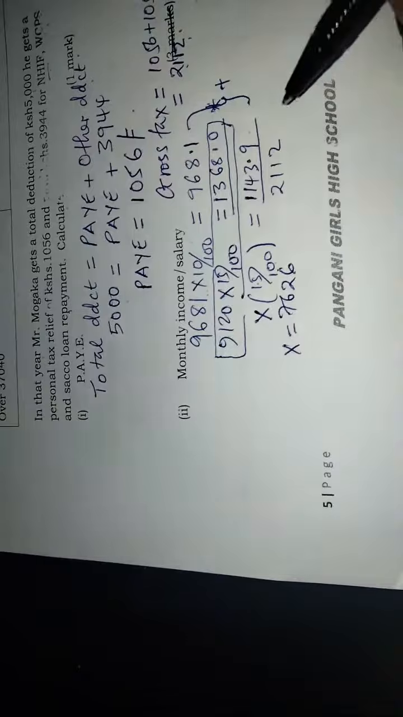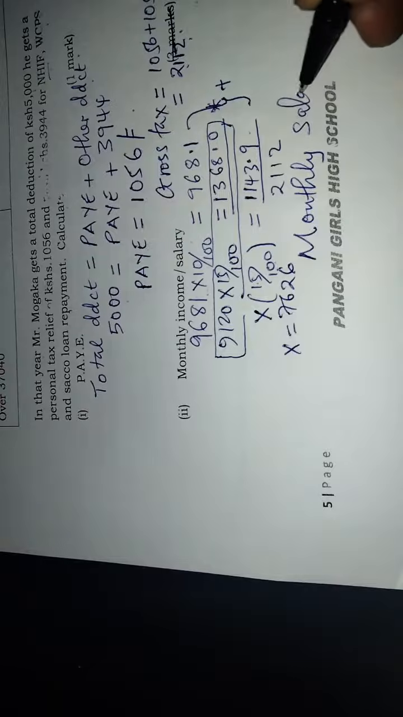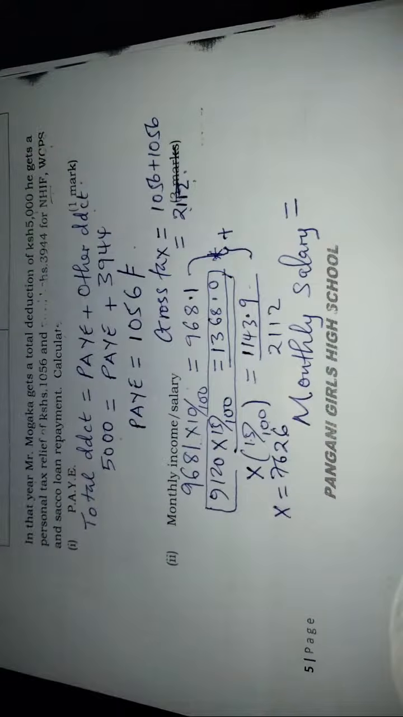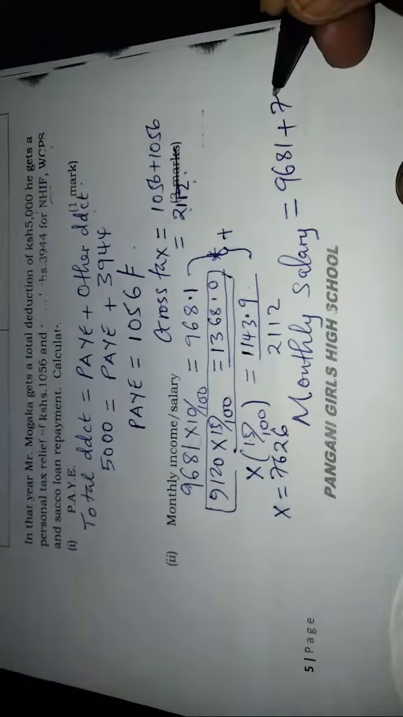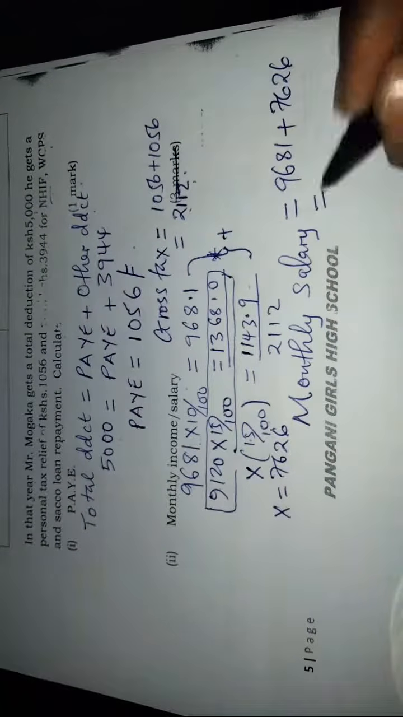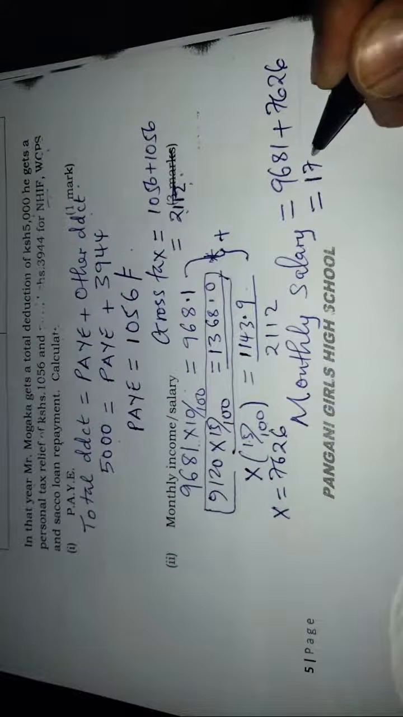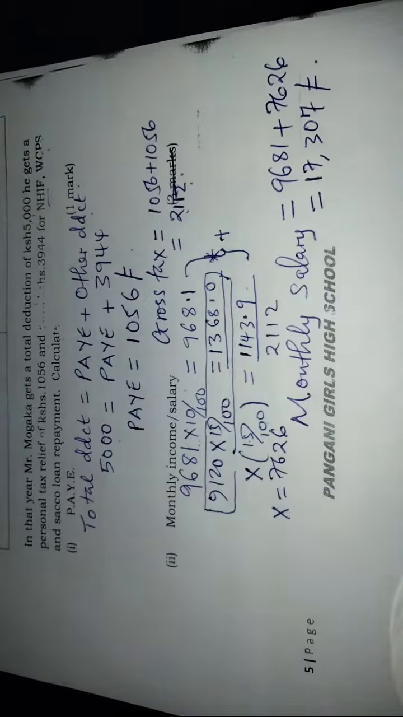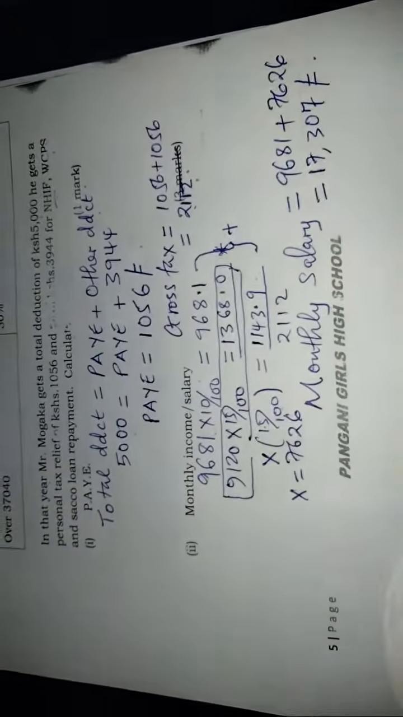Therefore, what we are calling now the monthly salary for this individual is going to be 9681 plus 7626. This is going to give us 17,307 Kenya shillings. So that is how the question on back taxation was supposed to be approached.